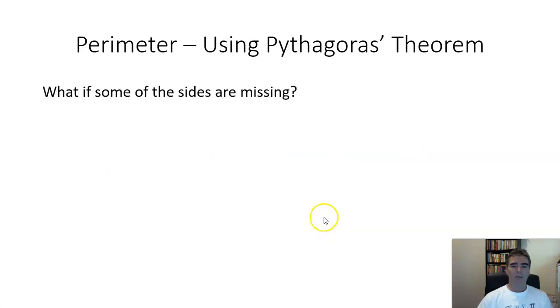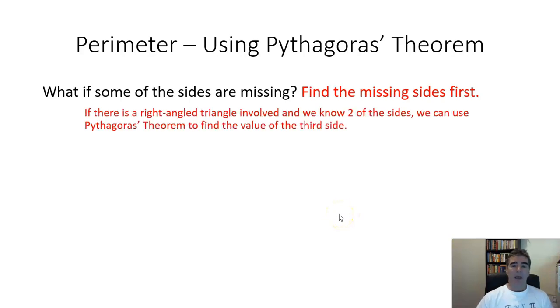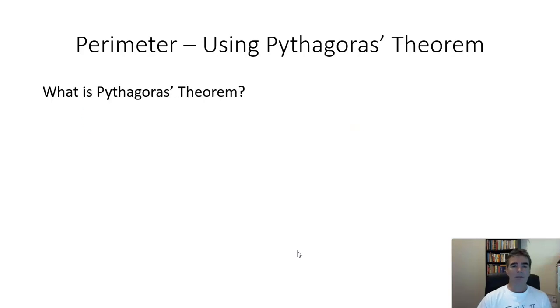So remember, what if some of the sides are missing? Well, we want to find those missing sides first. And if there's a right angle triangle involved, and we already know two of the sides, then Pythagoras' theorem can help us find the third side. Now remember, there's two ways. If we're finding the hypotenuse, the longest side, then we'll add them, and if we're finding a shorter side, then we subtract them. So what is Pythagoras' theorem?